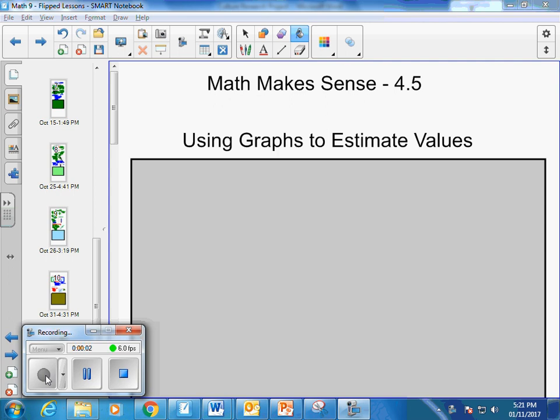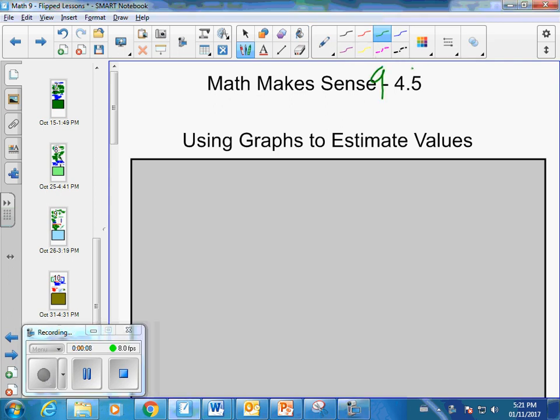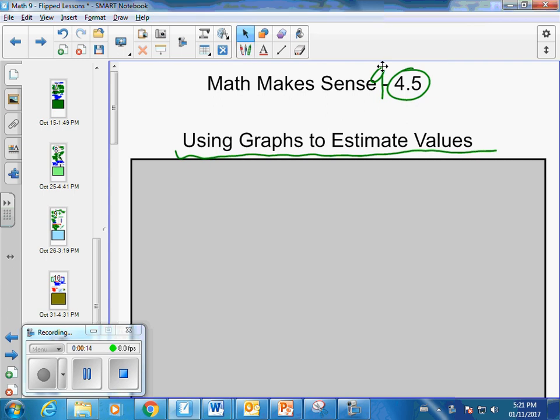Welcome to math class. We are continuing on in the Math Makes Sense 9 textbook. We're working on 4.5. So we are using graphs to estimate values.